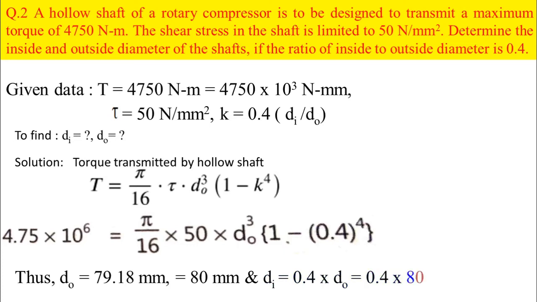And we know the diameter ratio, small k, di by d0. From that, we will calculate the inside diameter, di, which will be given by 0.4 into 80 is equal to 32 mm. This is the simple problem on the basis of twisting moment only.